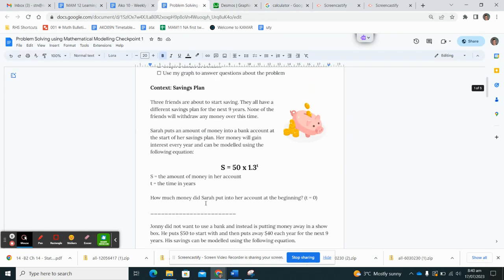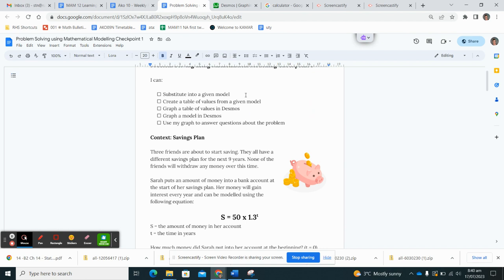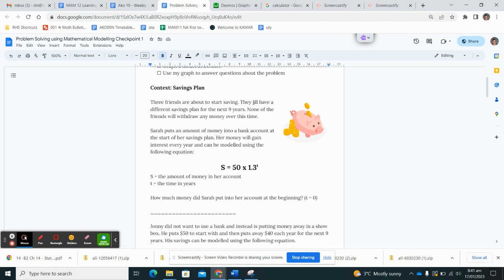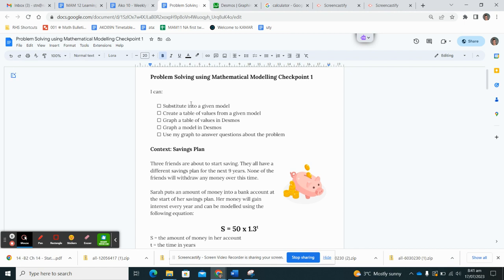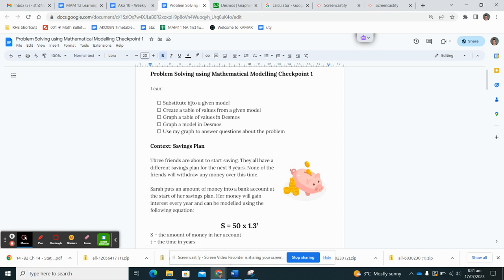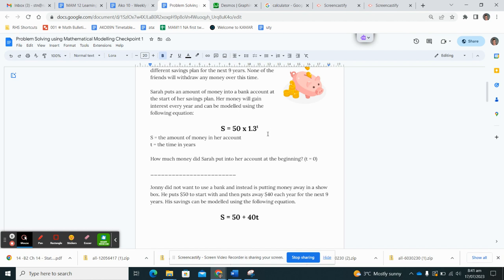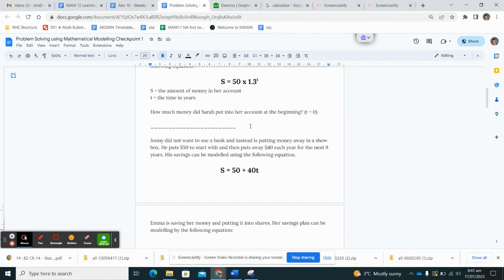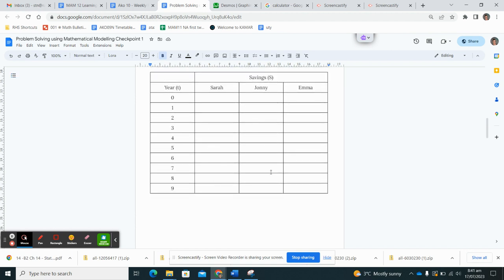All right, so if you go back to your checkpoint here, substitute into a given model, create a table of values from the given model. So that's ticking off your first 2 skills that you're required to do in this checkpoint by just taking each of these models, substituting in different year values for t, and then creating your data.